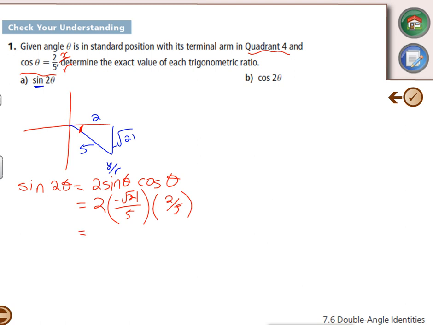Now let's clean it up. 2 times 2, that gives me 4. There's a negative, so negative 4 root 21. 5 times 5, 25. Done. There's my answer. The exact value.